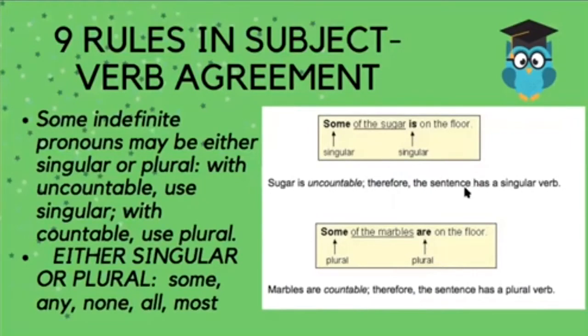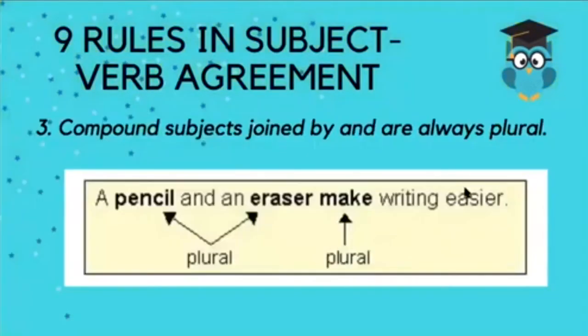Okay, so next we have the third rule: compound subjects joined by and are always plural. Okay, so a pencil and an eraser make writing easier. So we have pencil and eraser. So you have two subjects. They are called compound subjects. That's why you used make, the verb in plural form as well. Make, not makes.